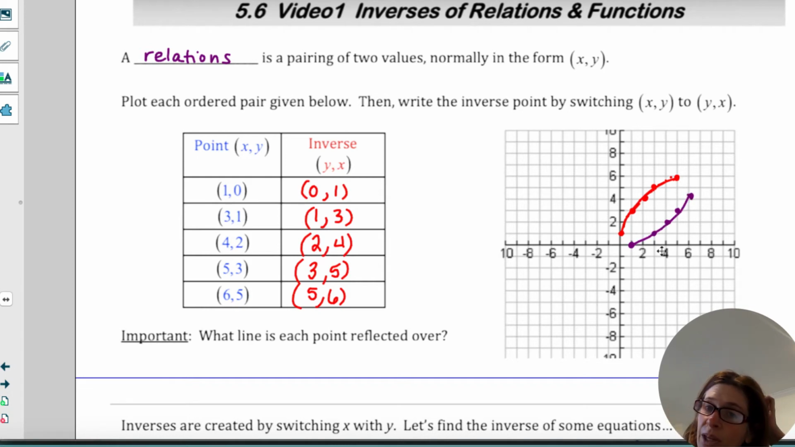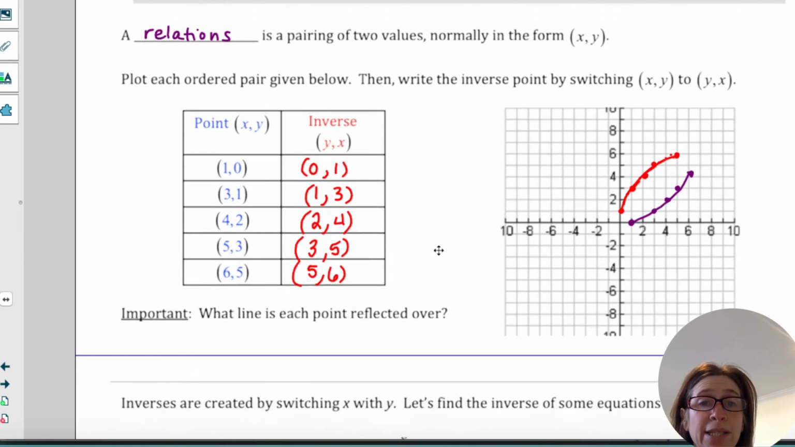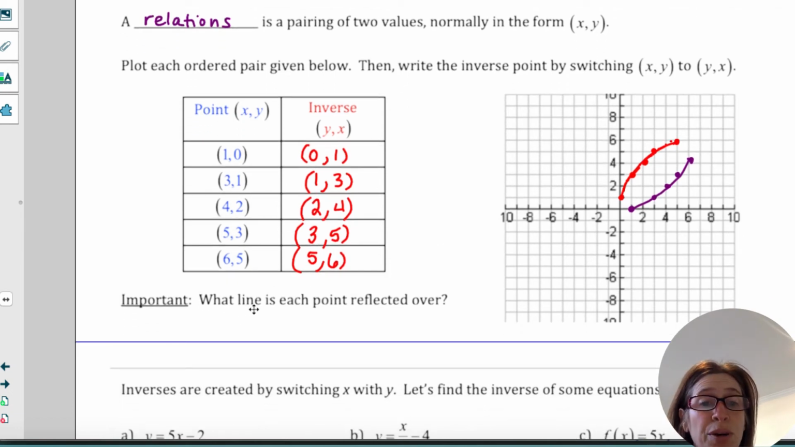Okay. So if we think about that, what is really important not only is that we flip the points, but they do reflect over that line that we just talked about. What line is each point reflected over? They're reflected over the line y equals x. Now, it's important to recognize that the line y equals x is a line that goes through the origin and has a slope of 1.